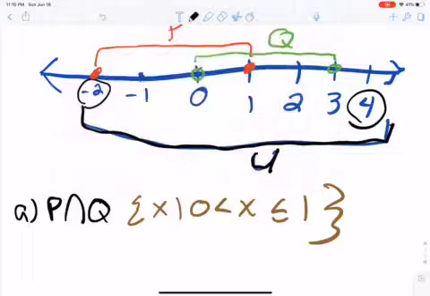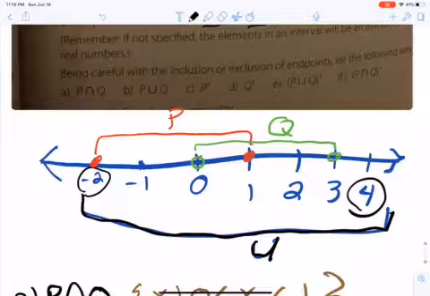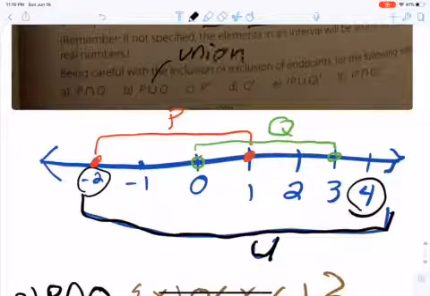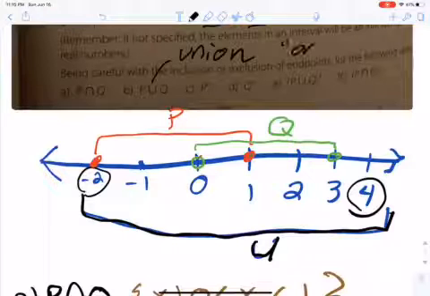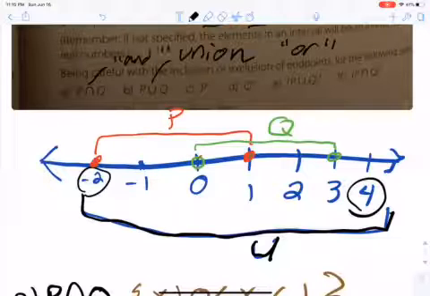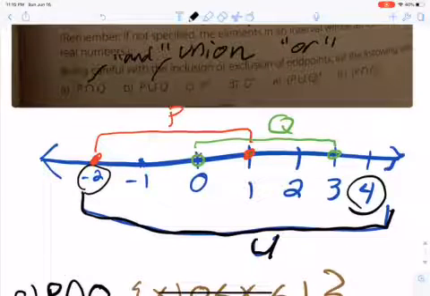Okay, so let's do part B. What's the question? P or Q. So this is union, and usually we use or. Intersection is where you use and. So P or Q. The way union works is it can be in either one. It can be in P, it can be in Q. Either one is cool. P is red here, Q is green here, so it could be in either one.